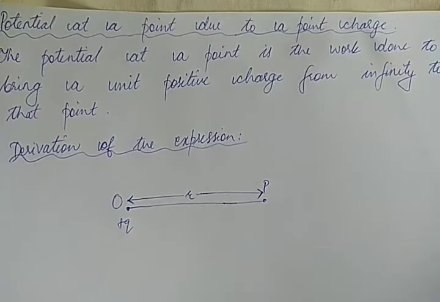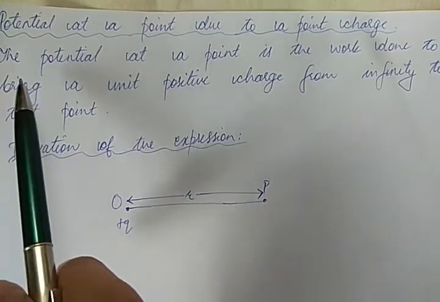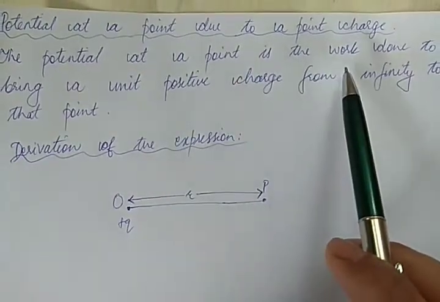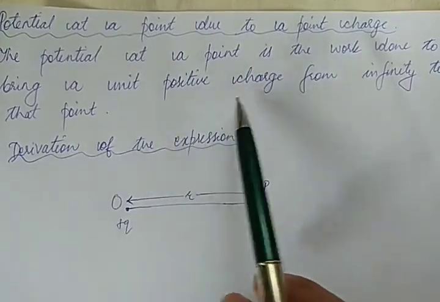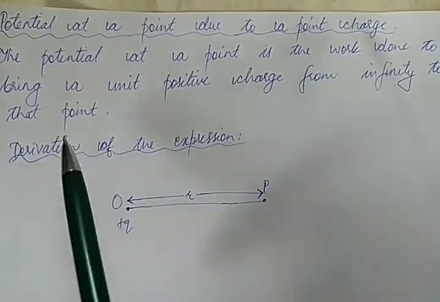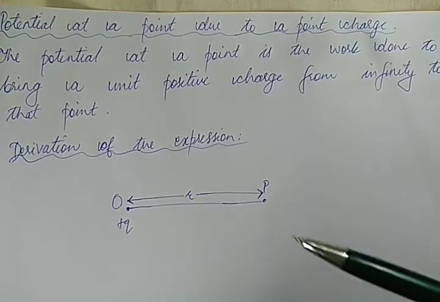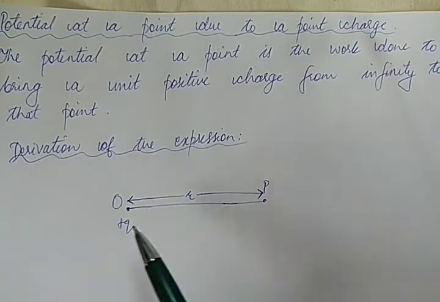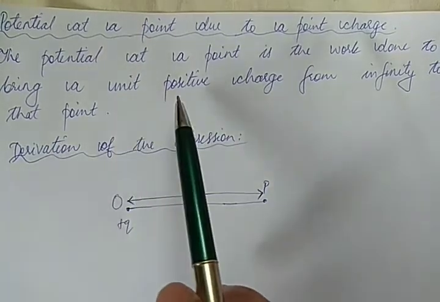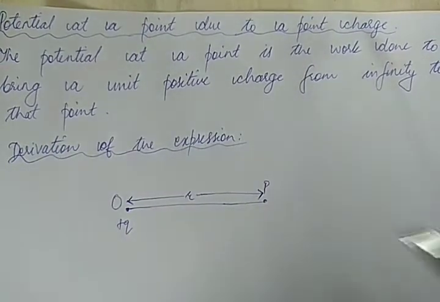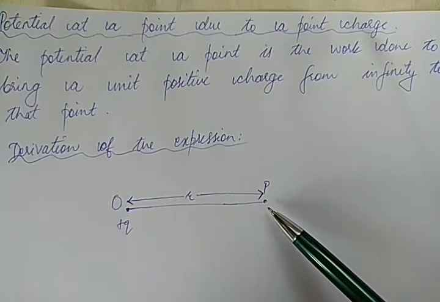So let us start with the definition of potential at a point. As you can see written over here, the potential at a point is the work done to bring a unit positive charge from infinity to that point. So to say, if we want to find the potential at point P due to this point charge plus Q, then we have to measure the work done to bring a unit positive charge from infinity to this particular point P.